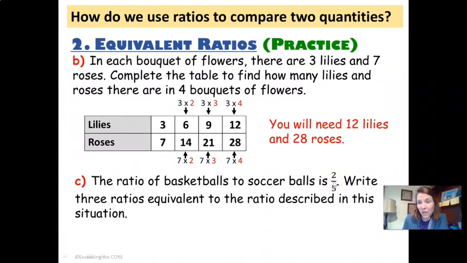An easy one to start with might be to take both things times 2. So 2 times 2 and 5 times 2. Hint, giant hint, you get 4 over 10. 4 to 10. Go ahead and pause and come up with a list of 3 equivalent ratios.